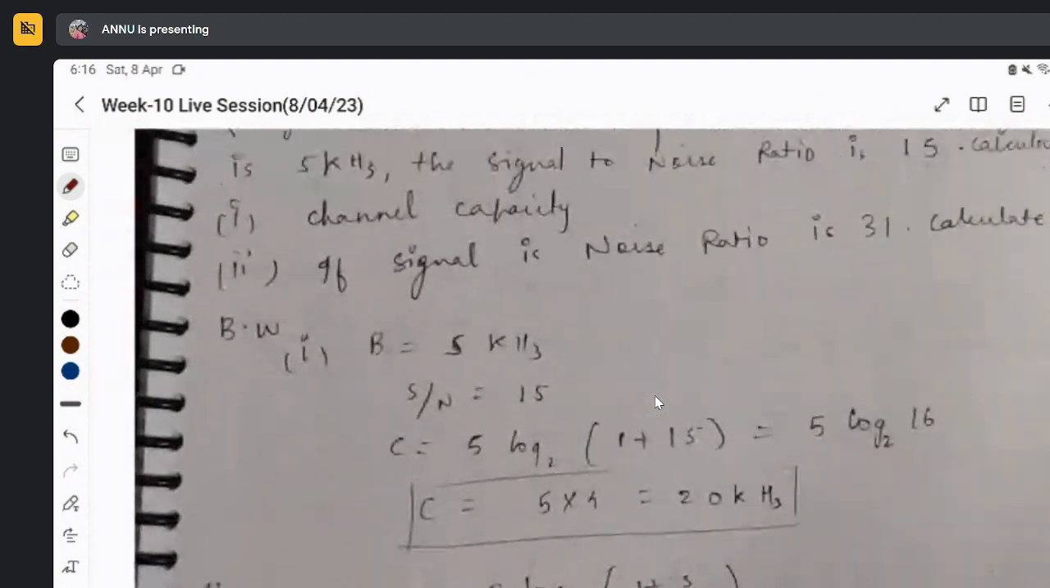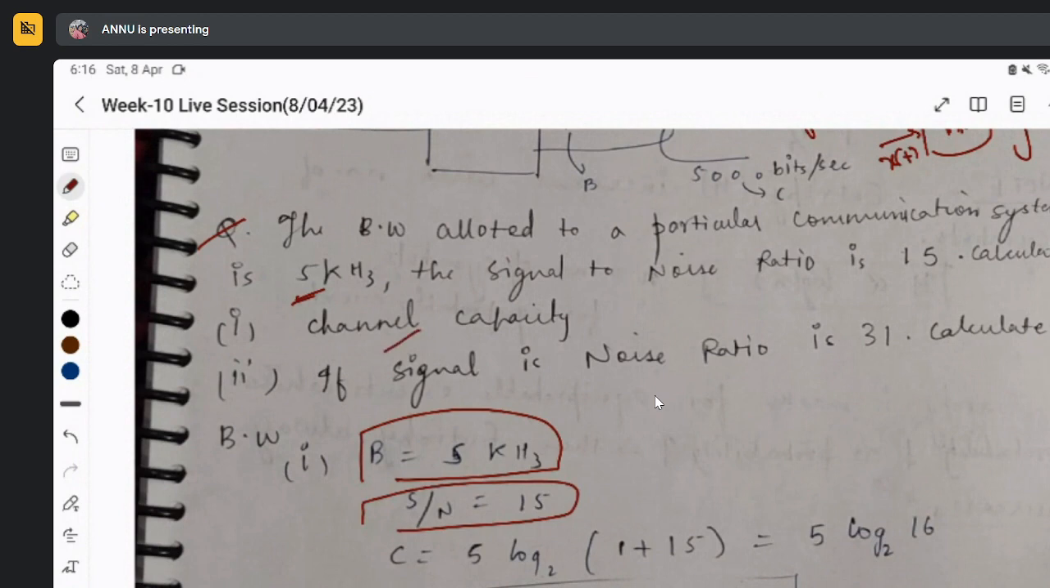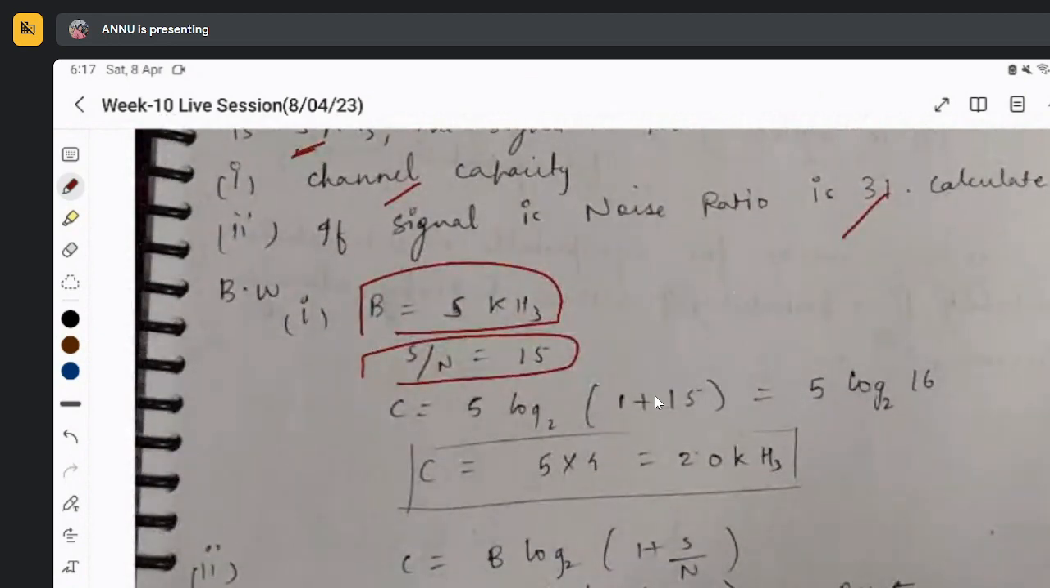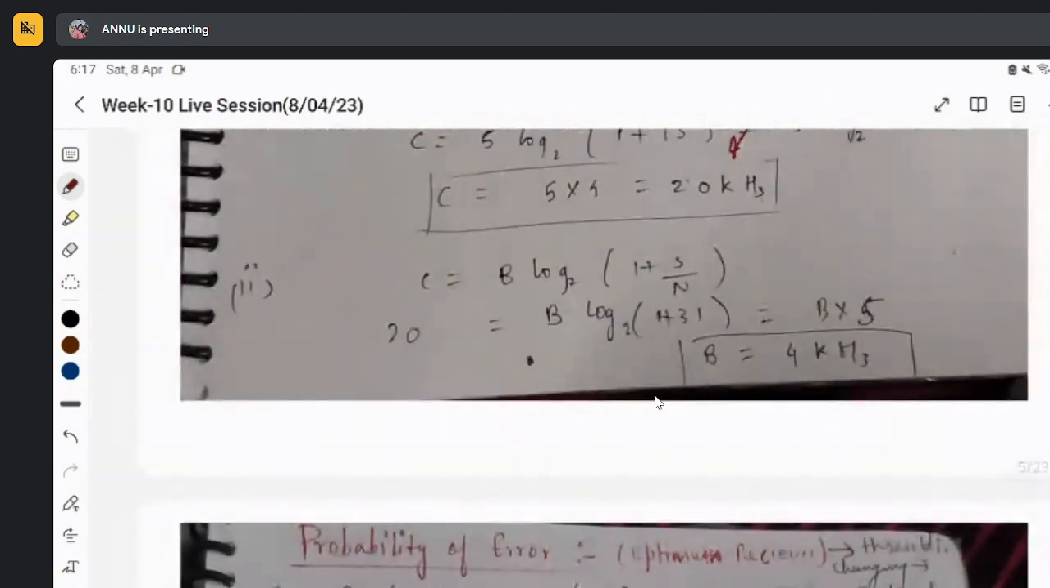So here also, if we take the example of this one, the bandwidth allocated to a particular communication system is B equals 5 kHz, and the signal to noise ratio S by N is 15. Calculate the channel capacity, and if the signal to noise ratio is 31, calculate the bandwidth. So how will you calculate? Using the channel capacity formula, C equals B log 2 (1 plus S by N), and you have calculated using this.